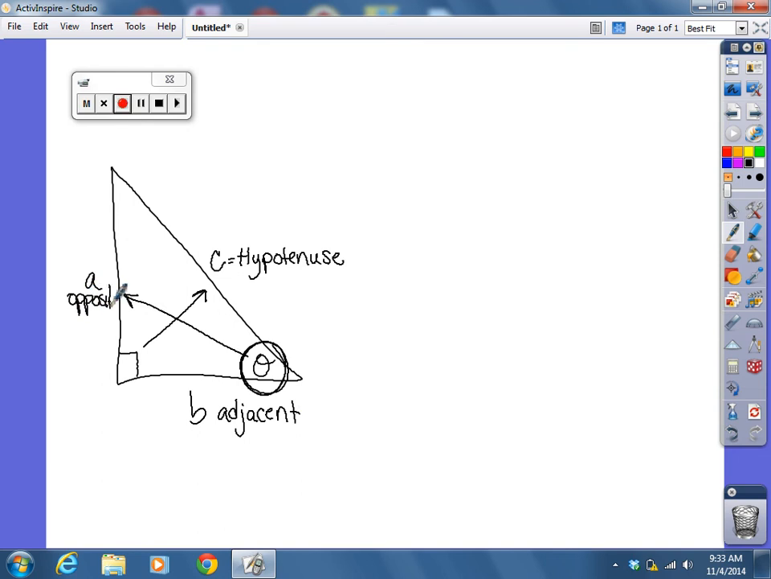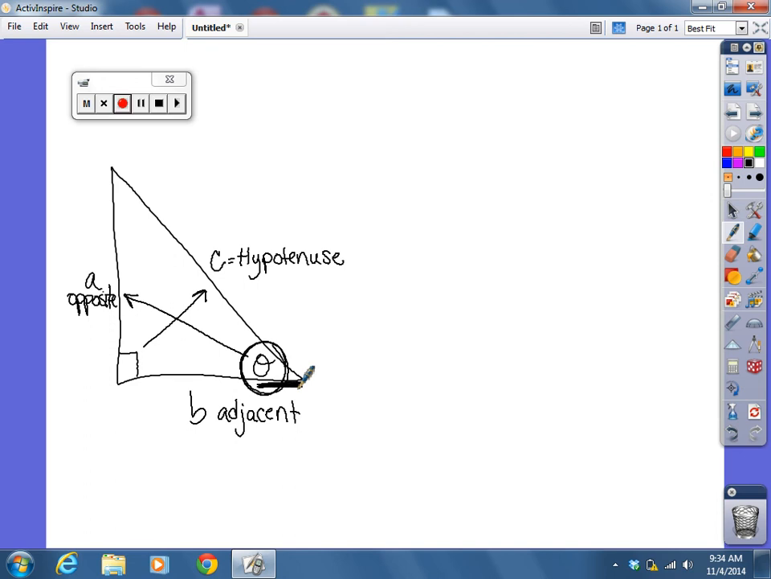Now you can think of it another way. Adjacent means it will always be a part of this angle, the line that makes up part of this angle. The other line is always the hypotenuse. So the two lines that make up that angle, one side is going to be the adjacent and the other side is going to be the hypotenuse. The line that never touches your angle is always the opposite.